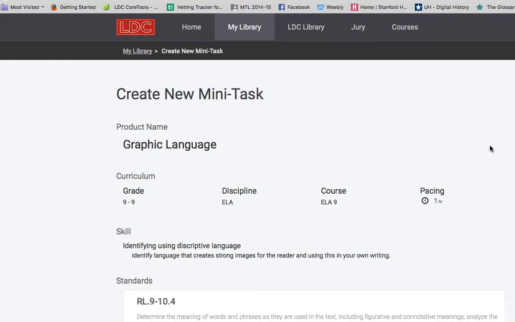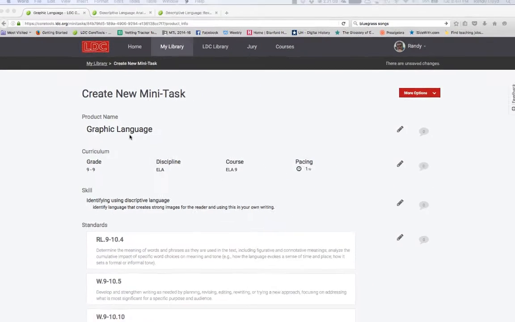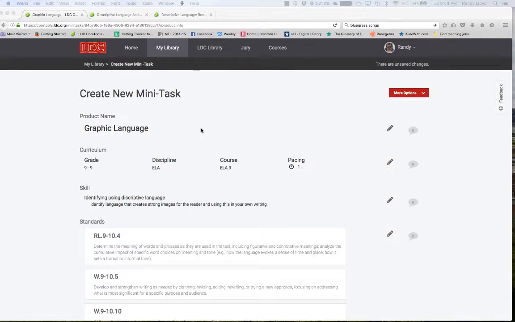The whole idea struck me pretty hard at the time, and so I tried to think of a way that I could replicate this for the classroom. And this really is where this idea of graphic language in the lesson began.